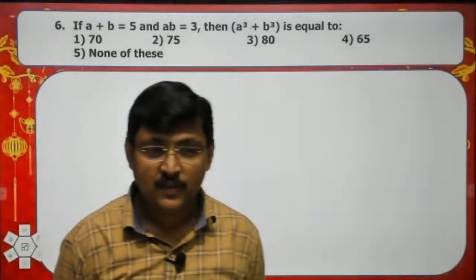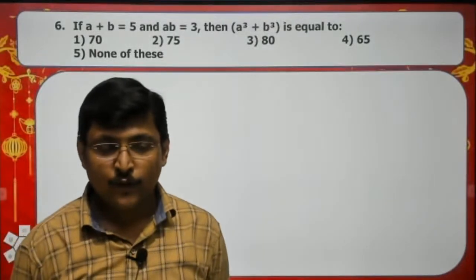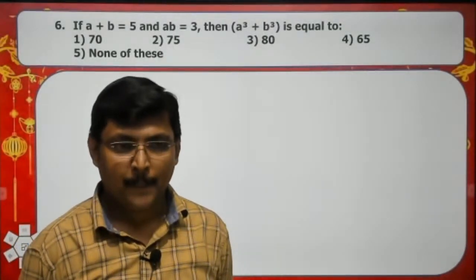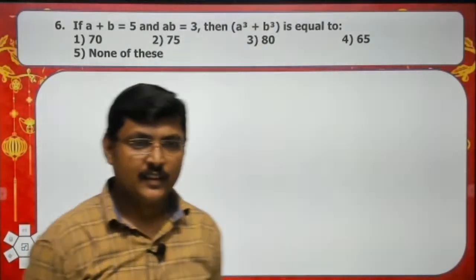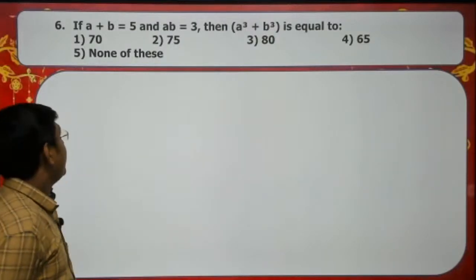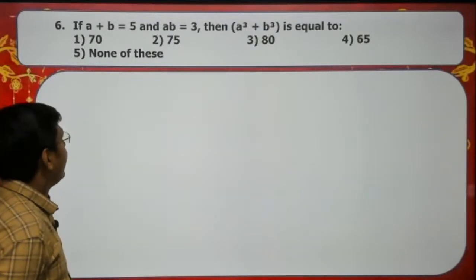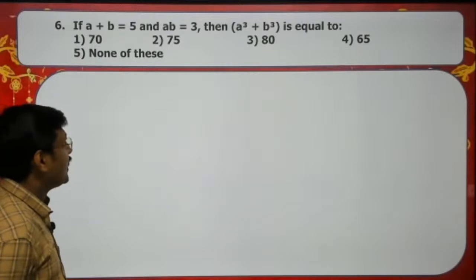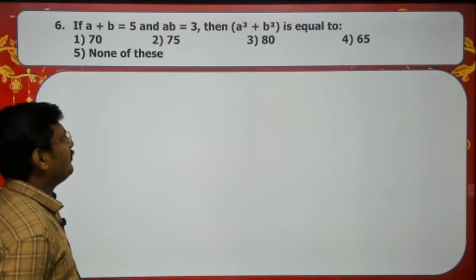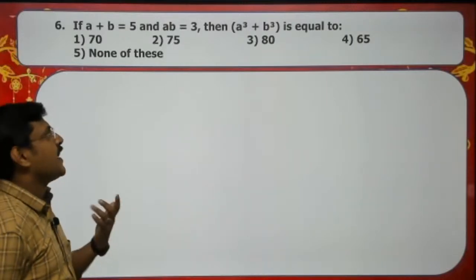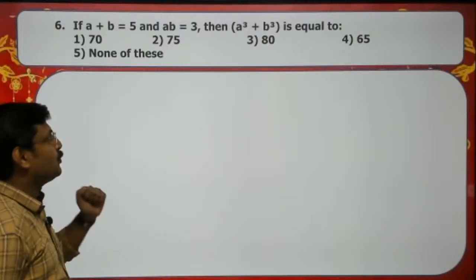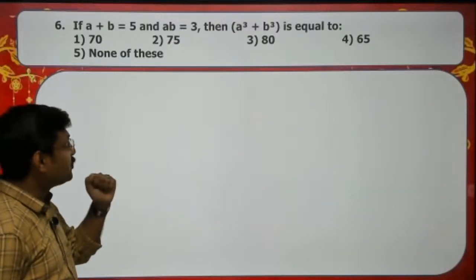Again there is a good delay for the reply. So I am solving this. Listen carefully. If a plus b is equal to 5 and ab is equal to 3, then a cube plus b cube is equal to, right? First of all, we should remember this frame. What is a cube plus b cube? These questions are important for competitive examination. So you need to remember, or learn by heart, this frame.